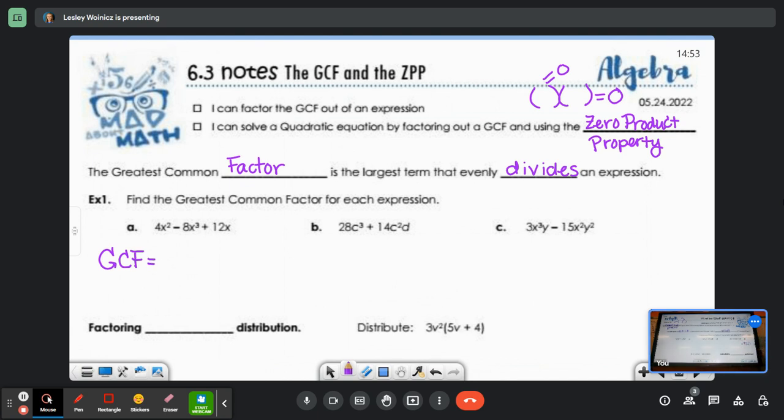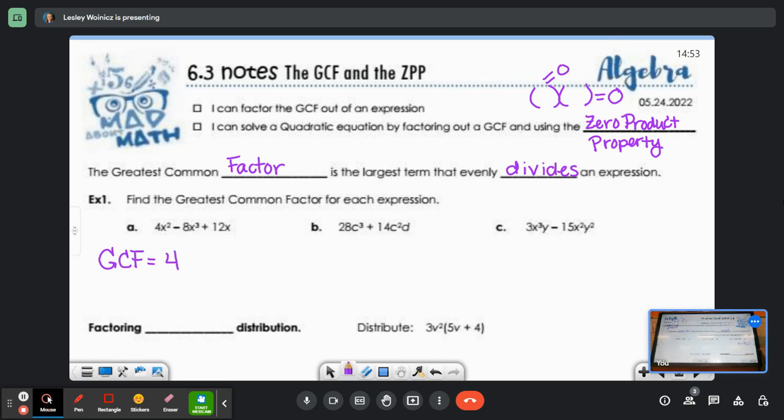So we're going to do this in pieces. First, we're going to tackle the coefficients and constants. Those are the numbers in front of our variables or any numbers that are just by themselves. So what is the biggest number that evenly divides 4, 8, and 12? 2 is a factor, but is it the biggest? 4. 4 is what we're looking for.